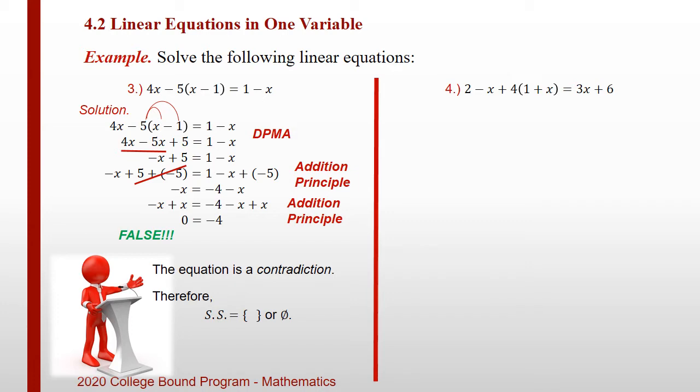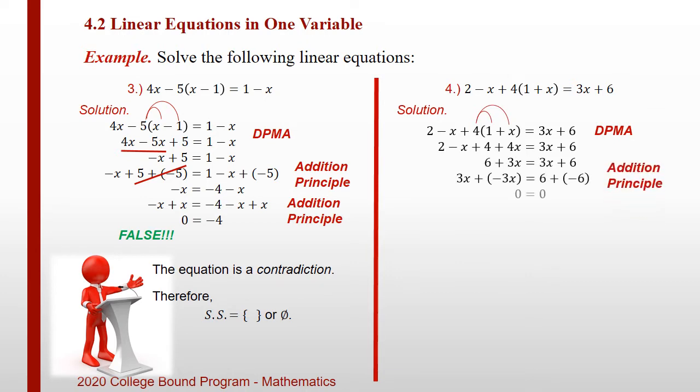How about the equation 2 minus x plus 4 times the quantity 1 plus x equals 3x plus 6? By following the same algebraic computations applied in the previous examples, we arrive at 0 equals 0, which is a true statement. This means that the given equation is true for all elements in the replacement set. Therefore, the solution set is the set of complex numbers.